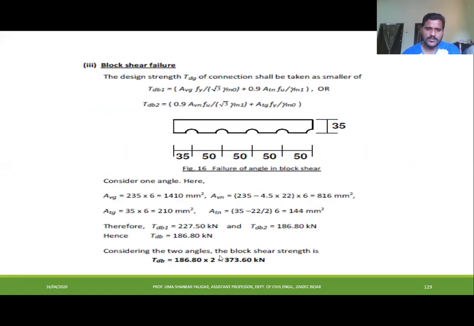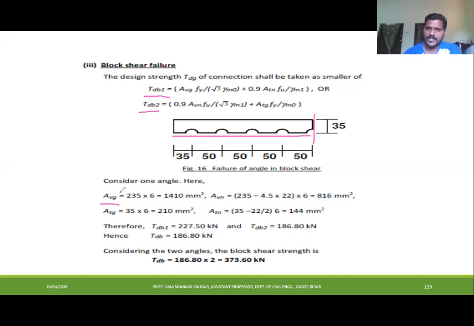Now we will go for the third failure, that is block shear failure. In block shear failure there are two formulas, Tdb1 and Tdb2. As usual, the failure will be the same, as we saw in the previous problem. Here also the failure will be the same. Now here, this is the shear plane and this is the tension plane.